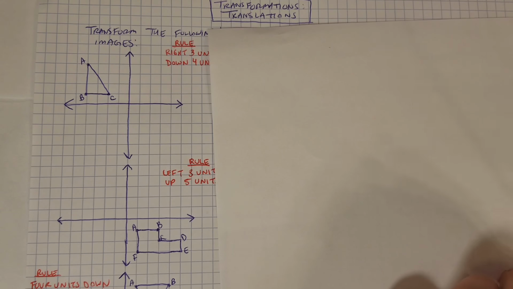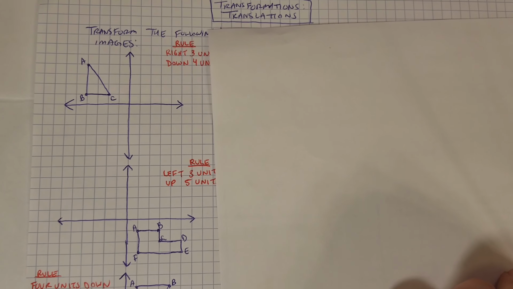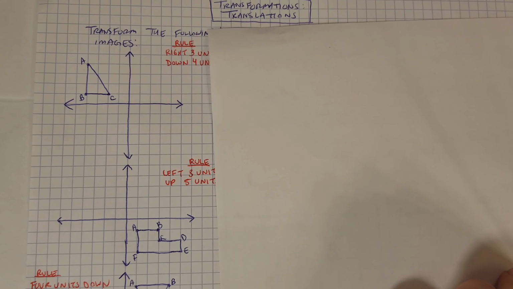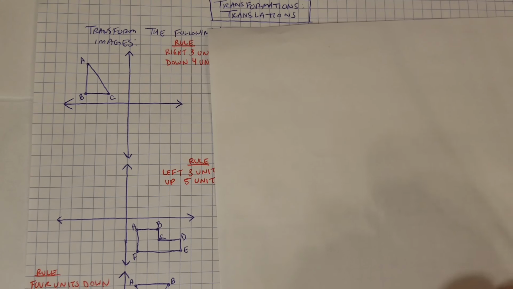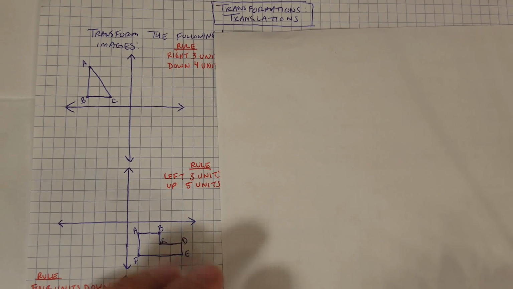For these rigid transformations, what rigid means is that you're not changing the shape of it or how big or small it is. You're just moving it left, right, up, down. That's all we're doing here. How do we do that?